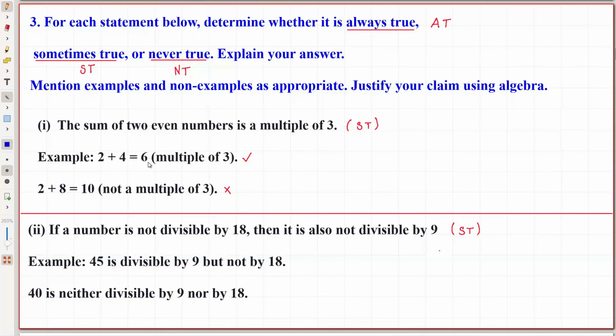For example, 2 plus 4 is equal to 6. Yes, it's a multiple of 3. But 2 plus 8 is equal to 10, so it's not a multiple of 3. Therefore, sometimes true. Second one, if a number is not divisible by 18, then it's also not divisible by 9. This is also sometimes true. Why? Because 45 is divisible by 9, but it's not divisible by 18. 40 is neither divisible by 9 nor divisible by 18.